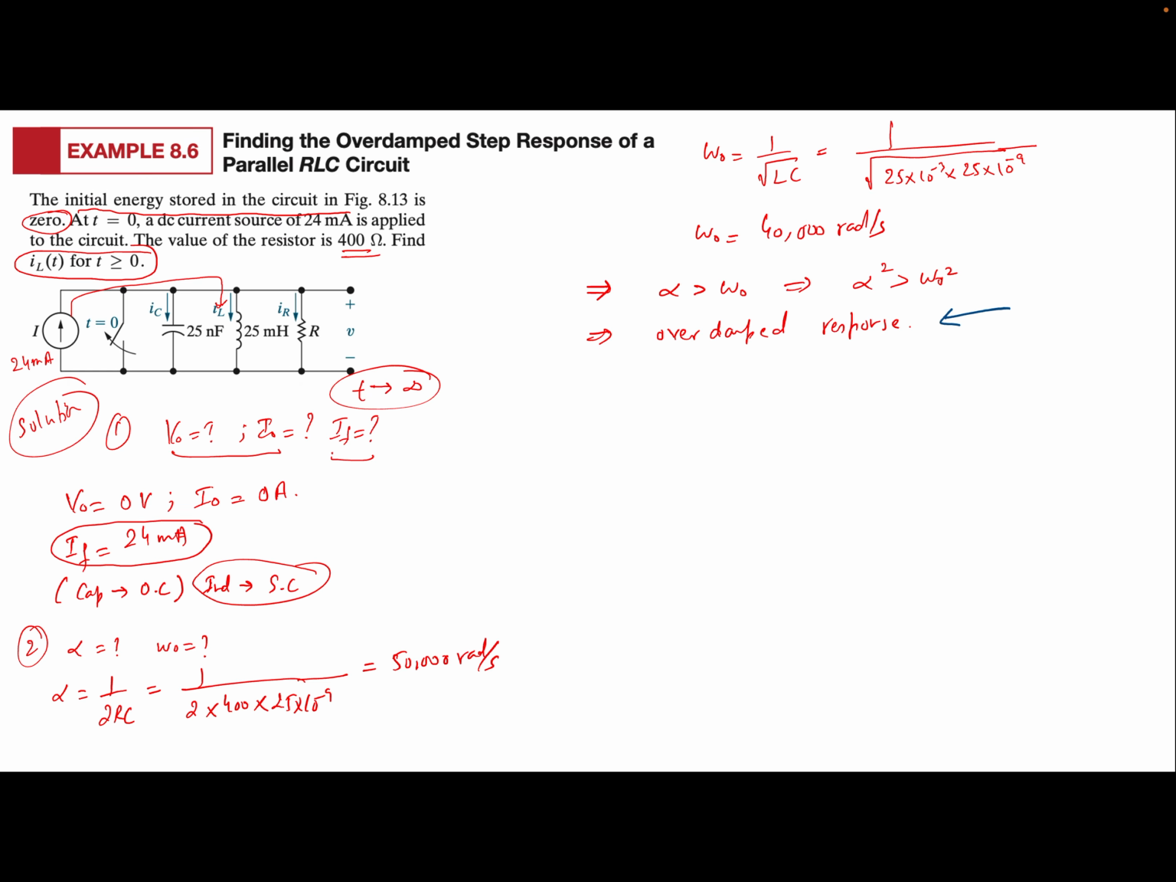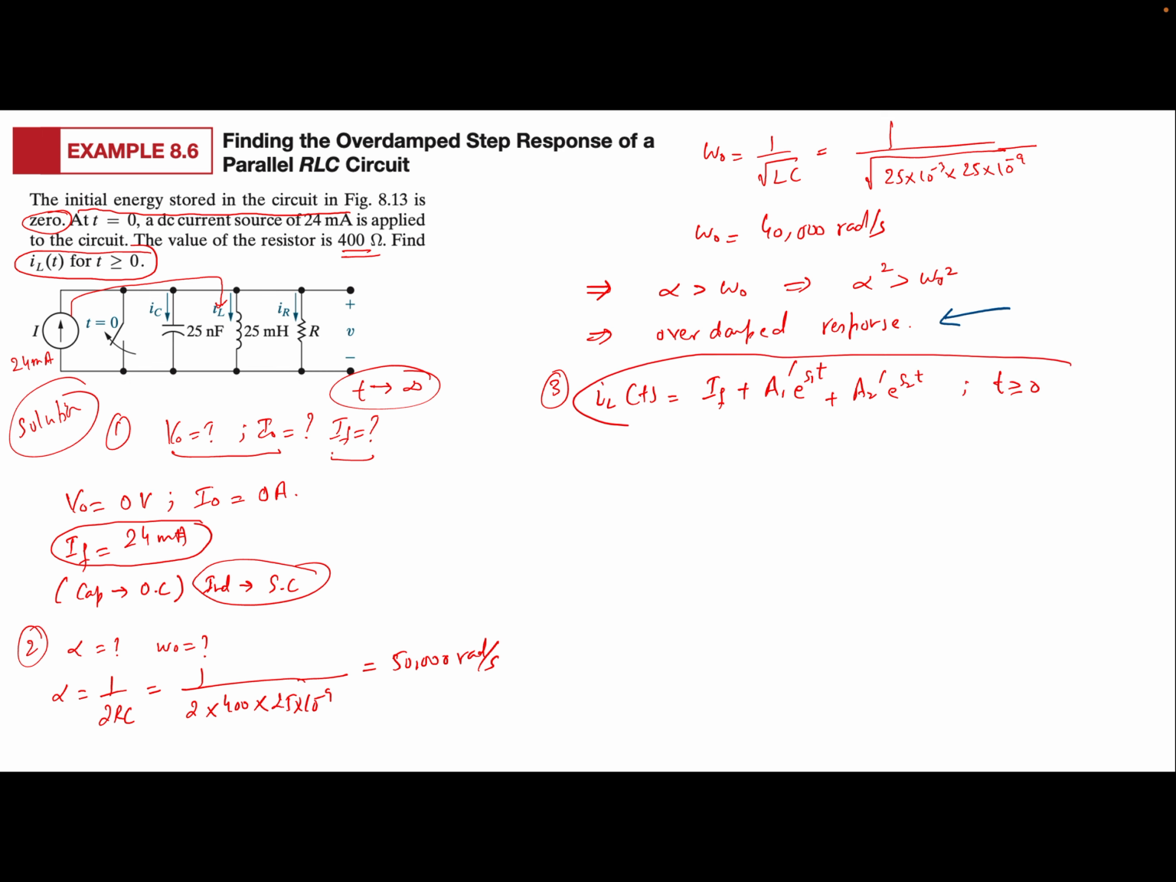Okay, so once I figured out that my response is an overdamped response, I need to write down the equation of the inductor current. The equation of the inductor current is I_F plus A1 prime e raised to power S1 t plus A2 prime e raised to power S2 t, again for t greater than or equal to 0.